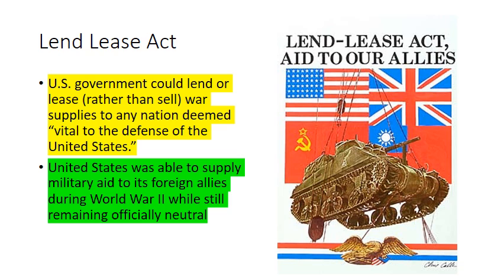FDR famously said, well, if your neighbor's house is on fire, you would loan him your water hose to put it out. And this is also going to begin boosting the American economy, and we're going to begin to emerge from the Great Depression because of our war production.